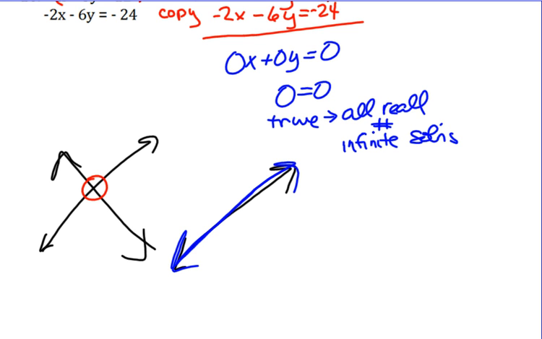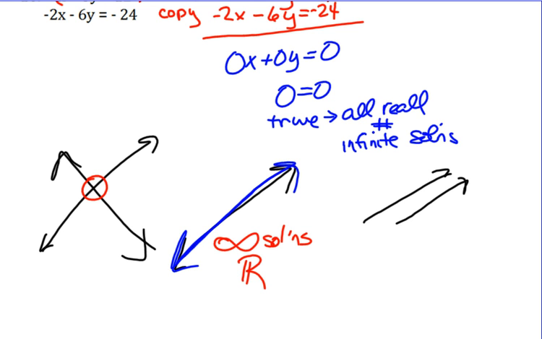In this case, they're kind of piggyback, and there are infinite solutions, and we use that infinite sign. No matter what you put in for an x and a y, you're going to get a solution, so you could say all real solutions. There's one last possibility, and that is you get parallel lines. And in that case, there are no solutions. So you can write no solutions.